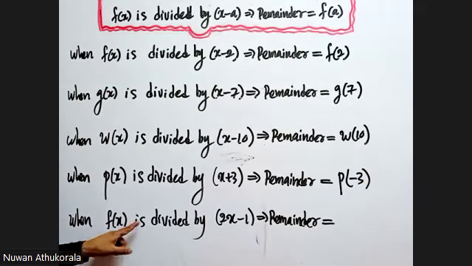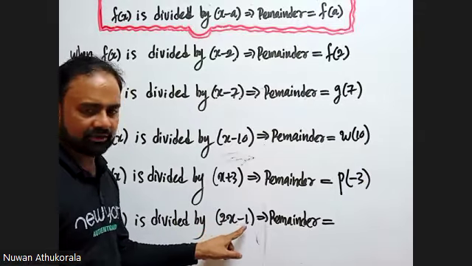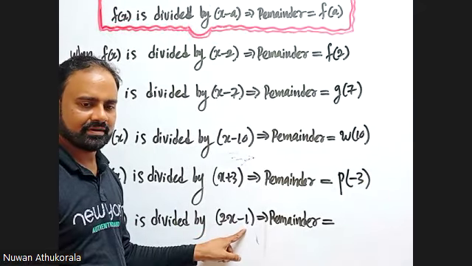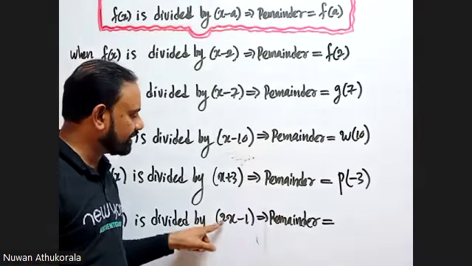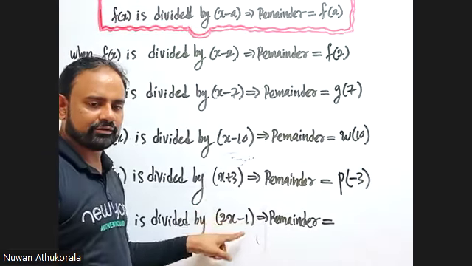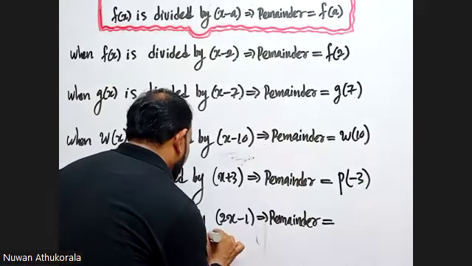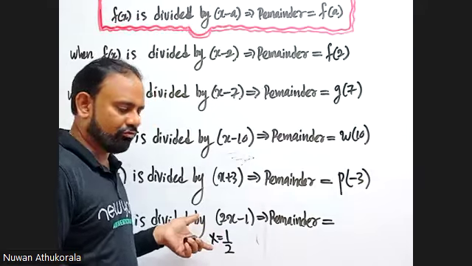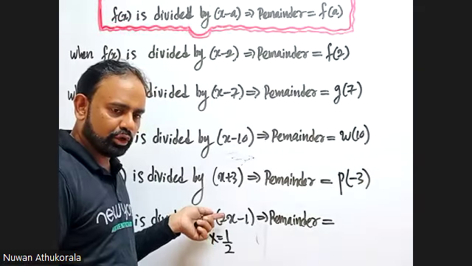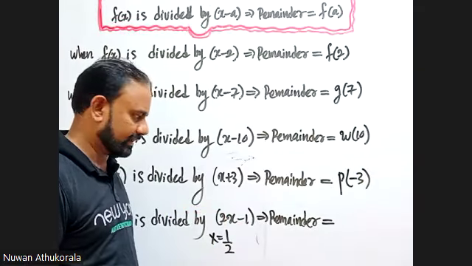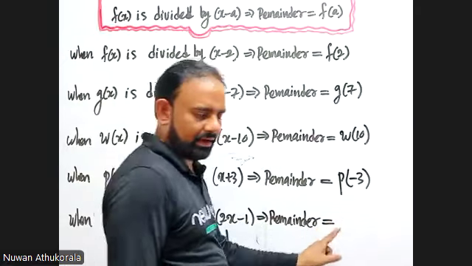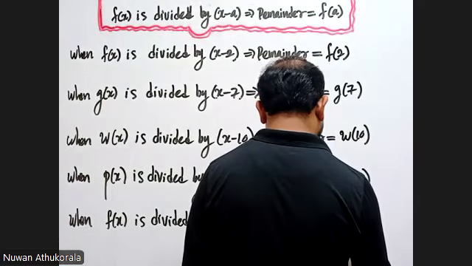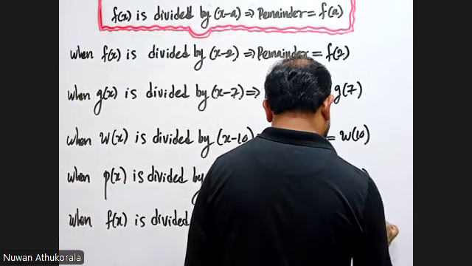When f(x) is divided by 2x minus 1, how to convert this divisor into 0? We have to substitute x equal half. When x equals half, 2x minus 1 becomes 0. Therefore, the remainder is equal to f(half).